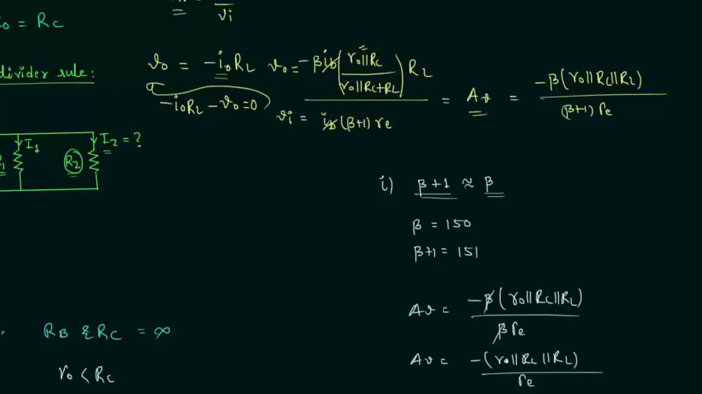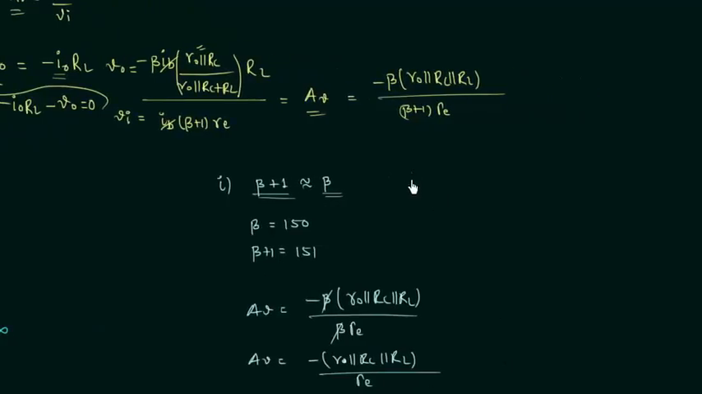In the second simplification, we will consider the fact that resistance RO is very large, and if resistance RO is greater than or equal to 10 times the resistance RC, we can neglect RO. So the voltage gain is equal to minus RC parallel RL divided by RE.